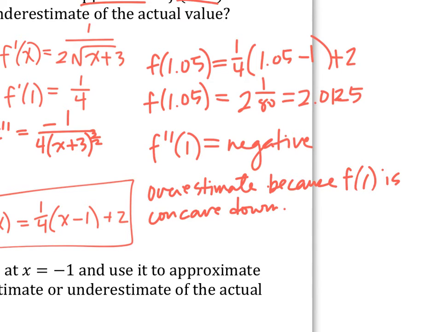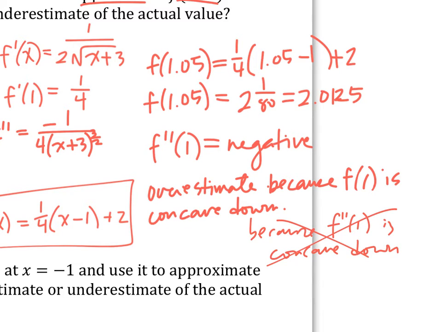Okay, let me ask you, can you write overestimate because f double prime is concave down? No. Because the second derivative is negative. The shape is not concave down. The original graph, which is f of x, that shape is concaving down. So you have to be specific. This will be incorrect. If you want to say f double prime, you would say because f double prime at 1 is negative. So please be careful with that explanation.